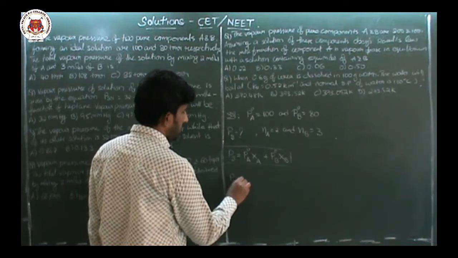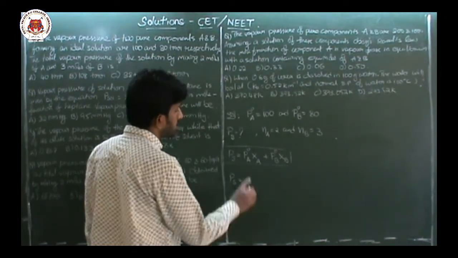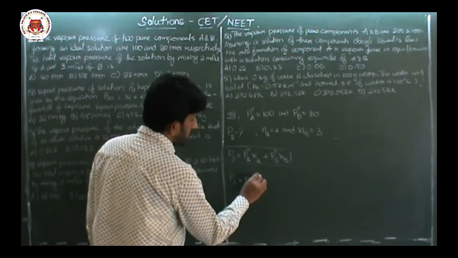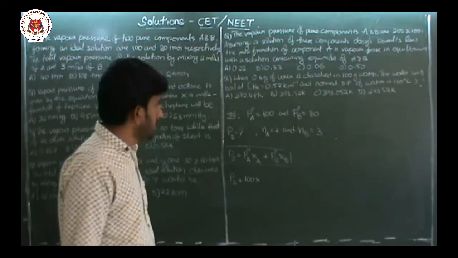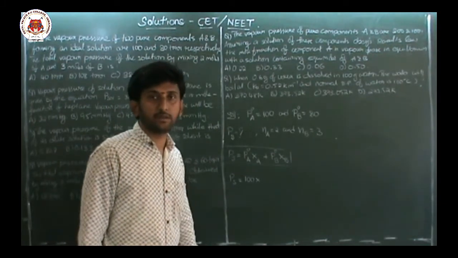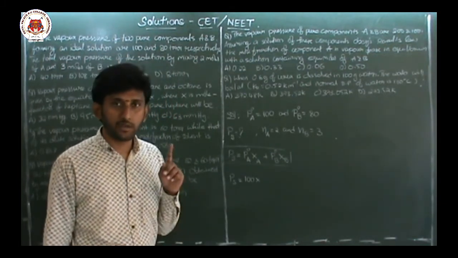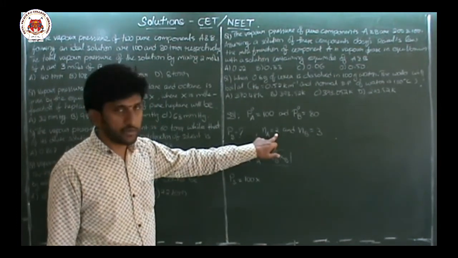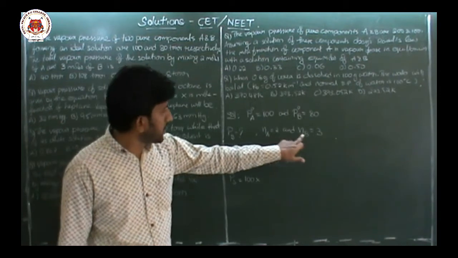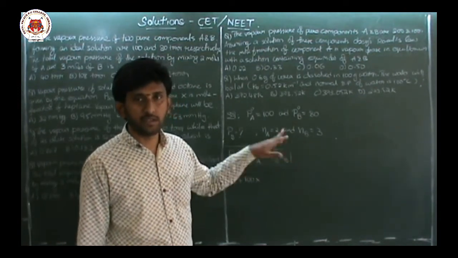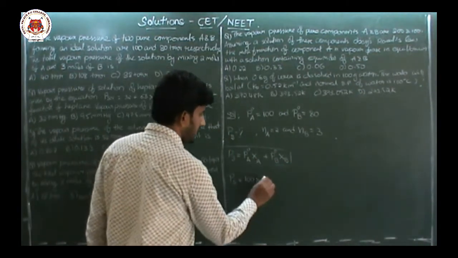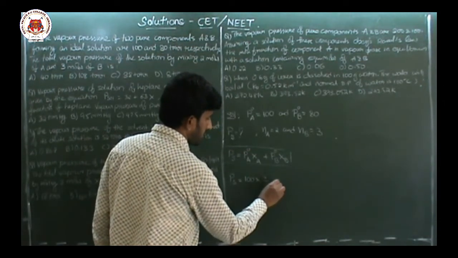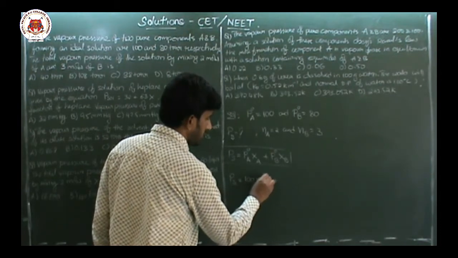Now, the same thing we are applying here with values. P total, or P of solution, will be equal to P0A, which is 100, into mole fraction of A. Mole fraction of A must be equal to number of moles of A divided by total number of moles. Number of moles of A is 2, total number of moles 2 plus 3, 5. That means XA will be 2 by 5.